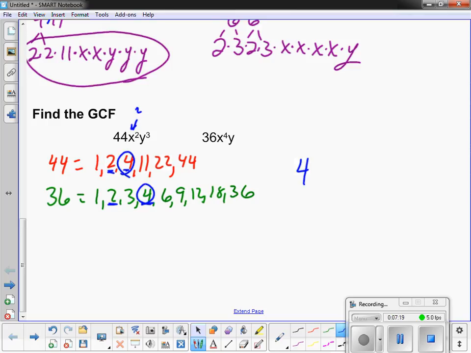Here I've got 2 x's. Here I got 4 x's. So 2 x's is the biggest one that they have in common. Here I have 1 y. Here I have 3 y's, but what they have in common is 1 y. So there we have that.